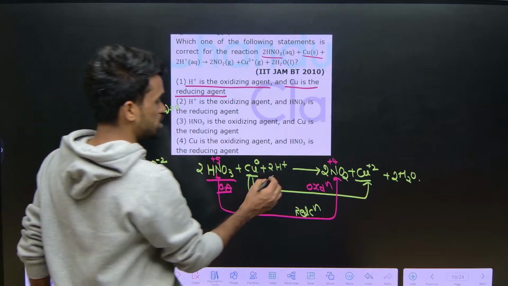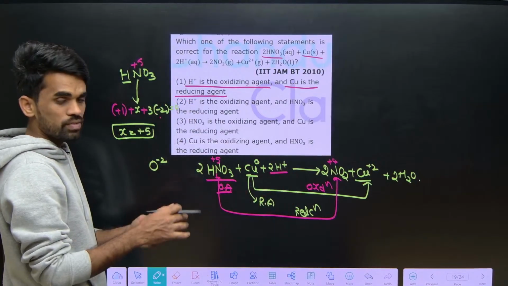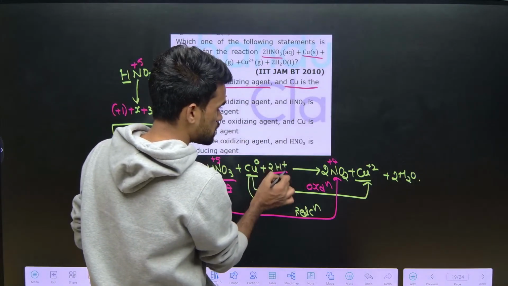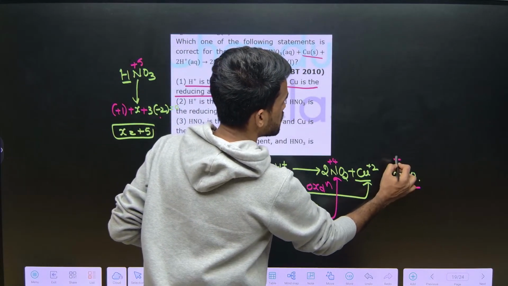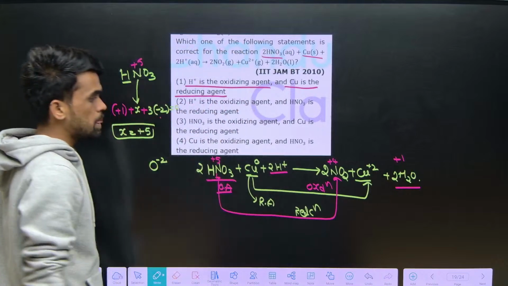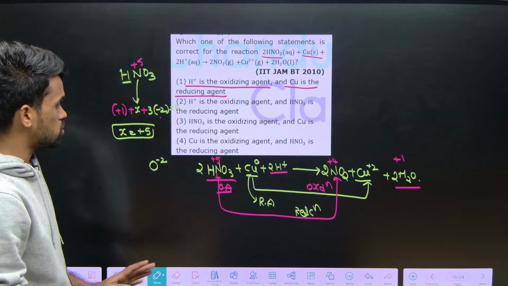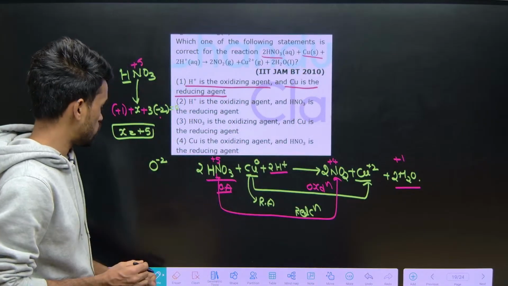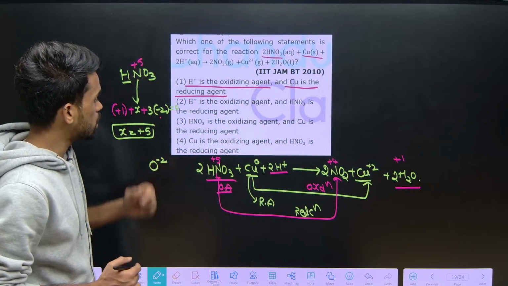Okay. Now the H+ ion is not involved in any oxidation or reduction process. It is the same as it is. Here H+ only, and here also the oxidation state of hydrogen is +1 only. So hydrogen is not involved in any oxidation or reduction process. It is just an ion, being an ion here and there with +1 charge. Right.